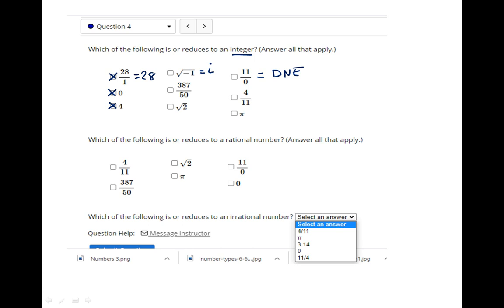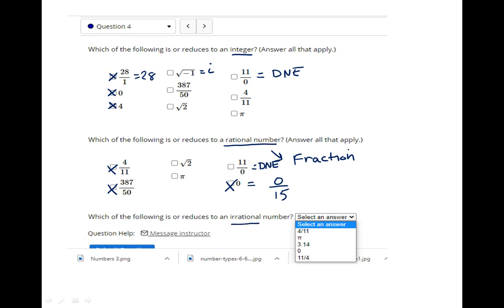Which of the following is or reduces to a rational number? It can be written as a fraction. 4/11 is a fraction. 387 over 50 is a fraction. Square root 2 is irrational. You can't write it as a fraction. Pi can't be written as a fraction. 0, you can write that as 0 over 15. 11 divided by 0 we know does not exist because 0 is on the bottom.